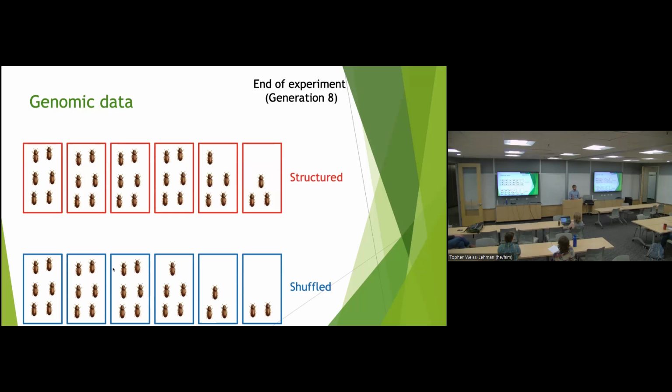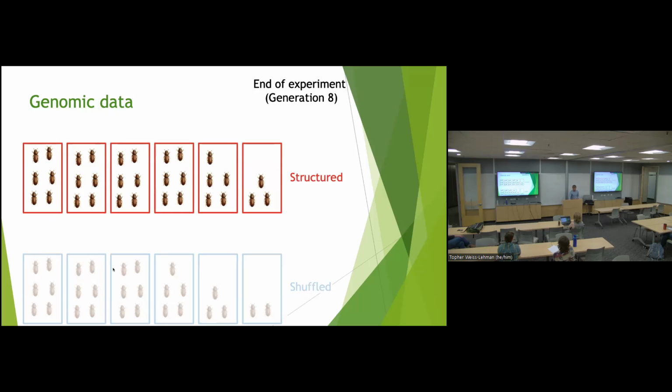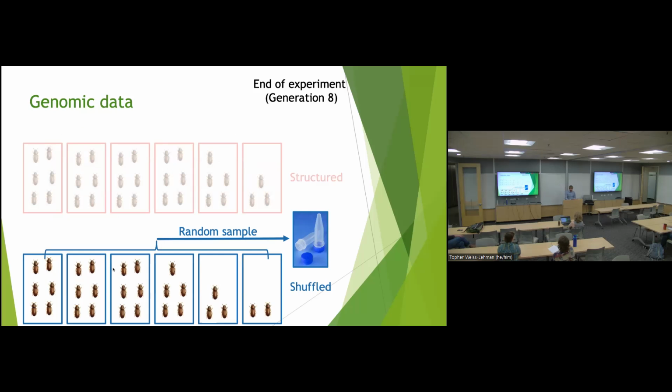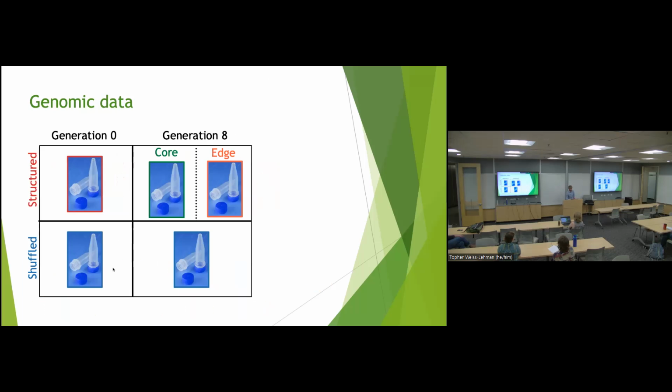And then at generation 8, at the end of the experiment, we took from the structured landscapes those beetles from the core and the edge, saved them for DNA extractions, and then a random sample from the shuffled landscapes for further DNA extractions as well. So this gave us this structure where you have this generation 0 or founding generation of beetles for both structured and shuffled landscapes, and then a core and edge sample from structured landscapes in the last generation, and just a random sample for comparison from the shuffled populations.